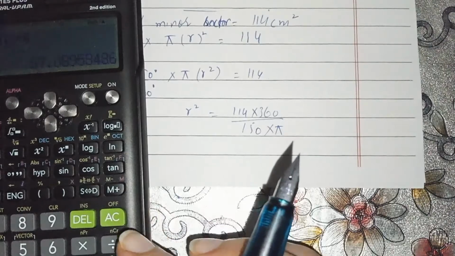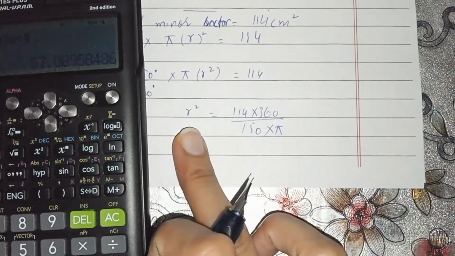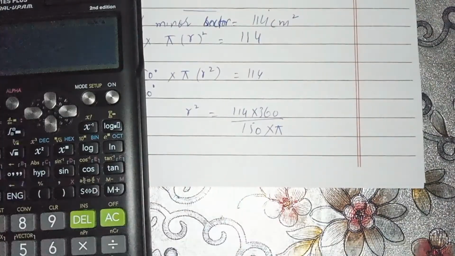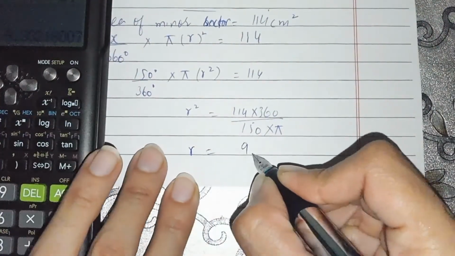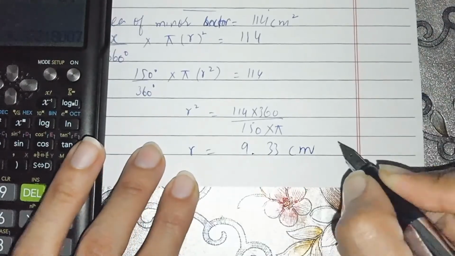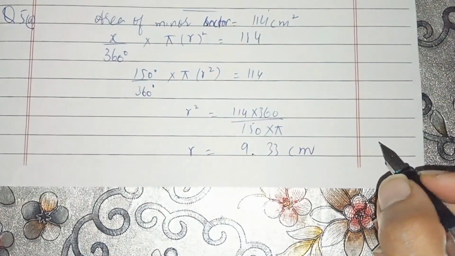We get the answer 87, and by taking the under root of it, since there is a square, I get the answer 9.33 centimeter. R is equal to 9.33 centimeter, and that is the answer of part number A.